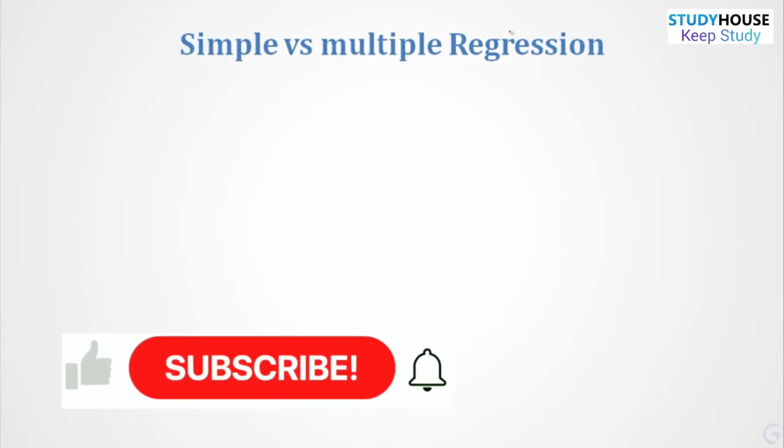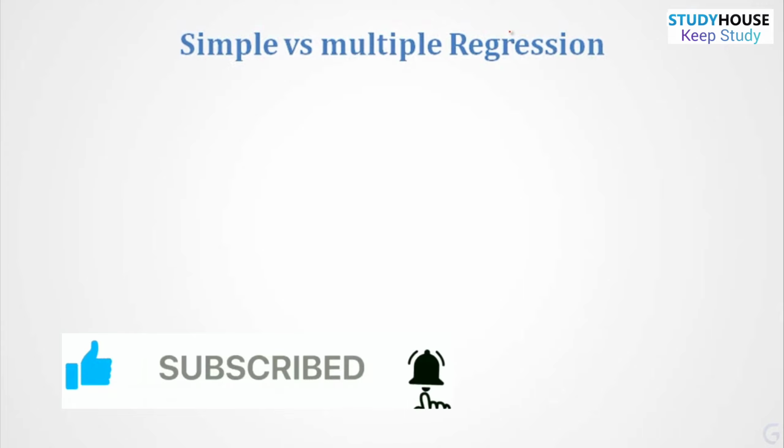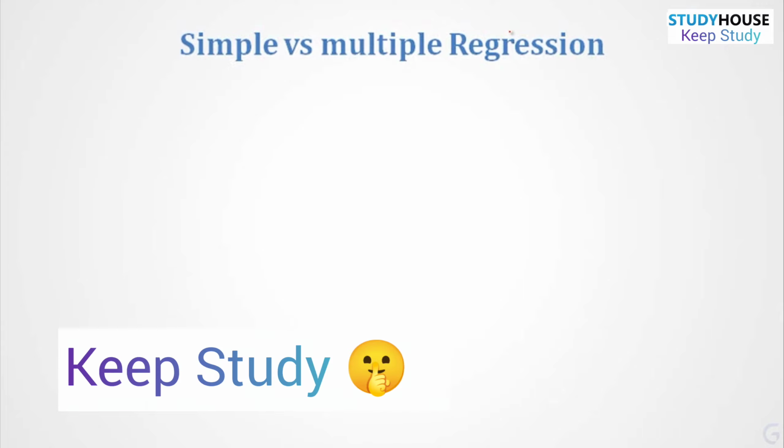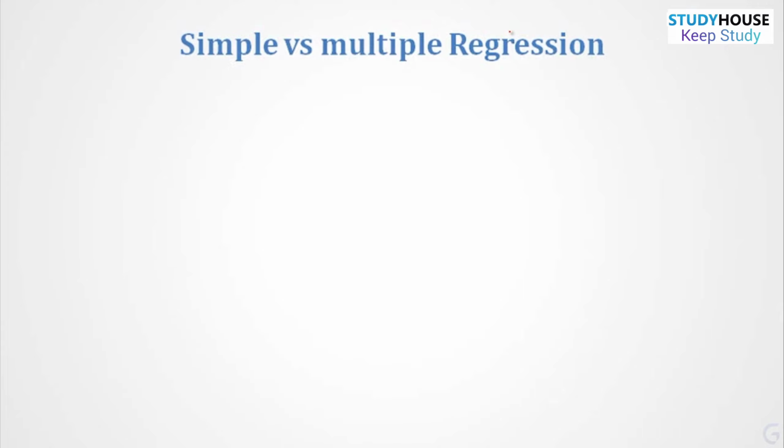So let's start with simple versus multiple regression. What we mean by simple and multiple regression is basically whether you have one variable or you have multiple variables. So you have a y variable, which is the variable of interest, and you may want to look at how y is affected by a single variable. That would be simple regression. If you are interested in how y is affected by a set of variables, that will be multiple regression.